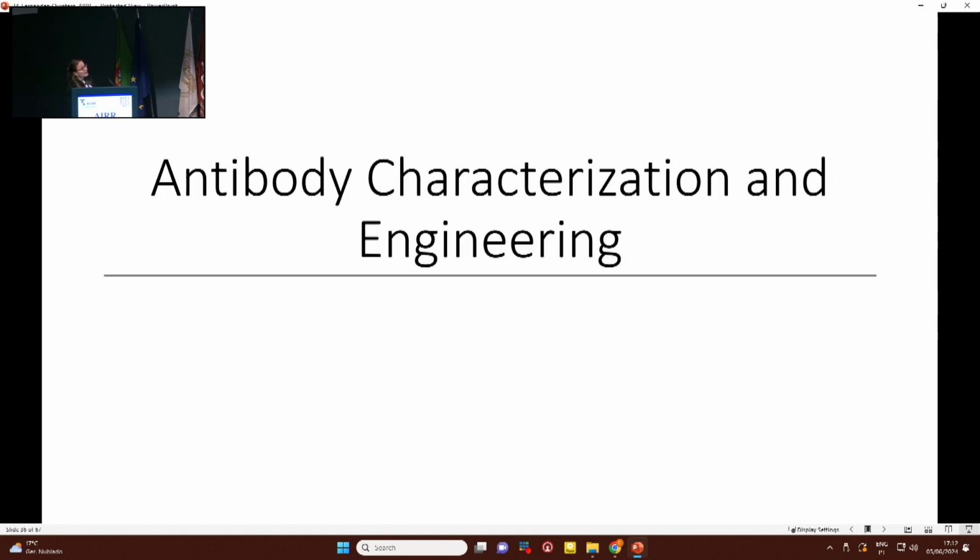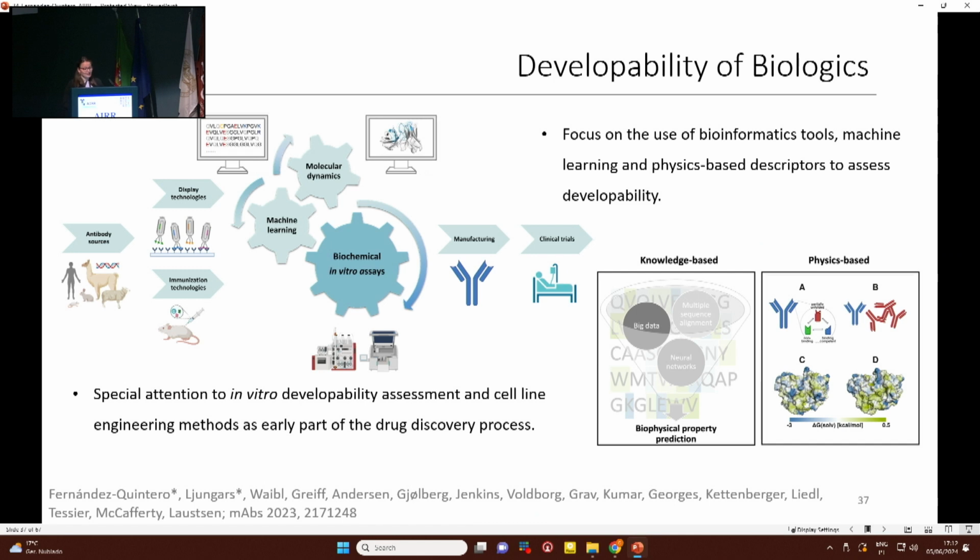And this brings me now to antibody characterization and engineering. Here I want to highlight a review that was a great collaborative effort with both industry and academia, where we focused on giving an overview of bioinformatics tools, machine learning, and physics-based descriptors on how to assess developability, and also we provide an overview of in vitro developability assessments and cell line engineering methods as an early part of the drug discovery process.